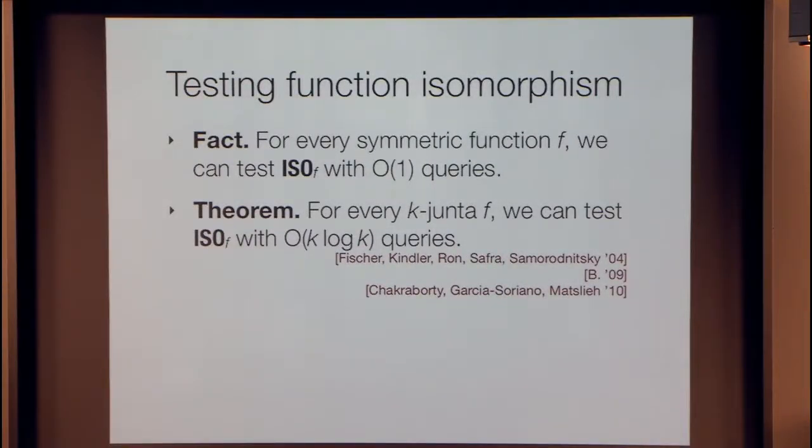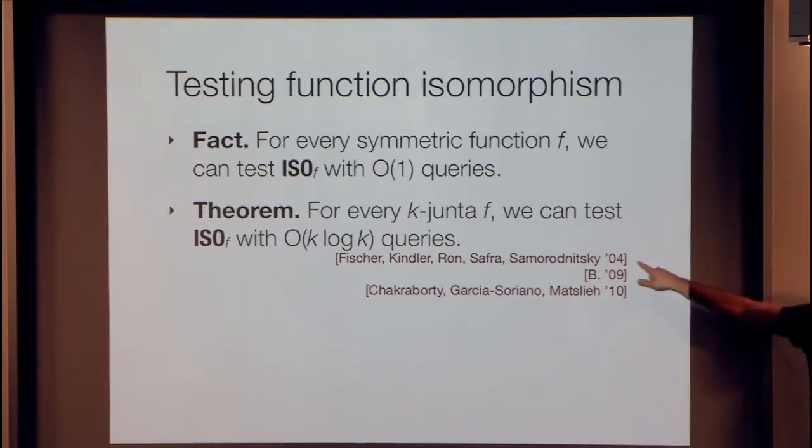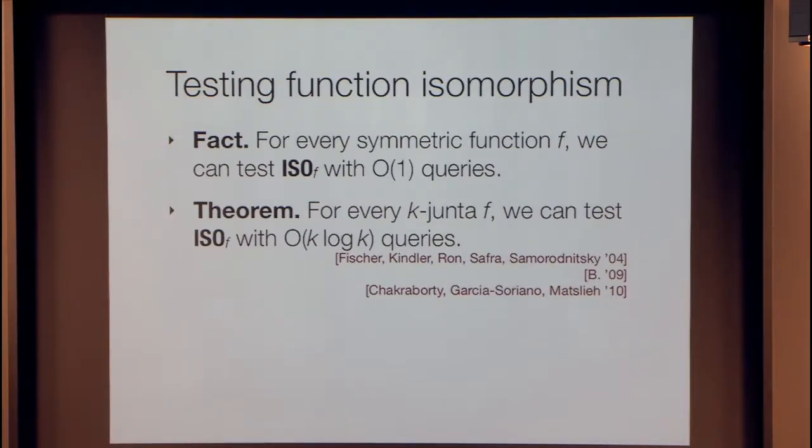Yeah, so we have these two simple classes of functions. So let's ask if we can test isomorphism against them. The first one are the symmetric functions. Actually, here, we're back to the function identity testing problem, because it doesn't matter what input labels you put on the wires in the original black box problem. So that's trivially easy. We can test isomorphism against them. And then a non-trivial result is that you can also test isomorphism against juntas with a constant number of queries. The fact that this is a constant number of queries was due to Fischer, Kindler, Ron, Safra, and Samorodnitsky, who also proposed this function isomorphism testing problem for the first time, I believe.